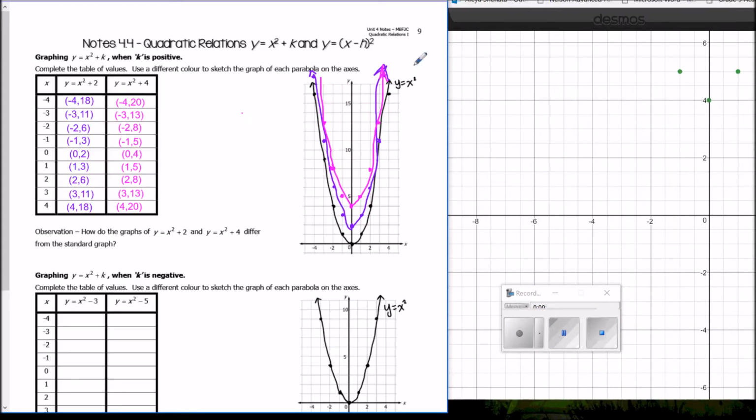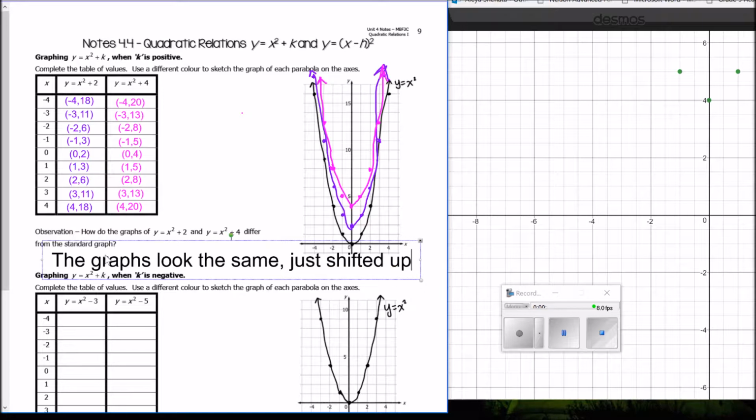Okay. So if you take a look at what's happening here, the question says, observation: how do the graphs of y equals x squared plus 2 and y equals x squared plus 4 differ from the standard graph? They look exactly the same. They're not wider or narrower like they were before, but they've just been shifted up. Okay, so they've just been moved up right here. So we're going to just say right here that the graphs look the same, they're just shifted up.